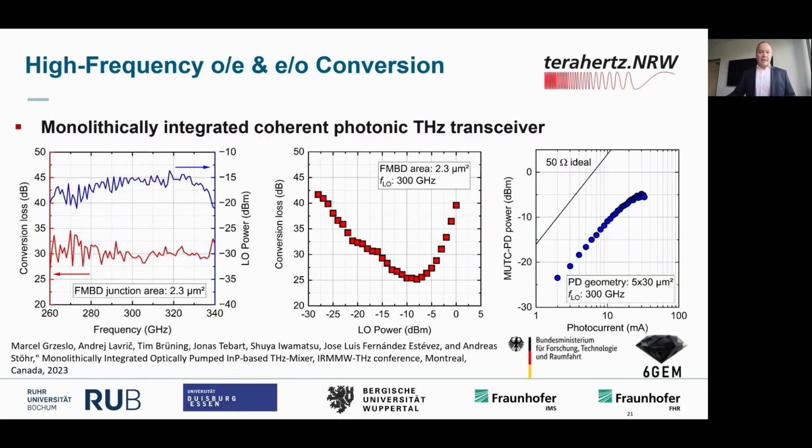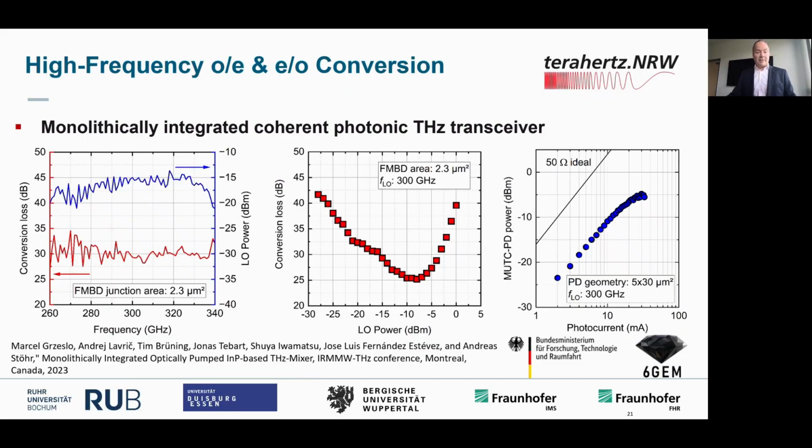And that's what you can maybe see on this slide. This shows you the performance of this new type of optically pumped mixer. On the left-hand side is the most important figure here. You see the conversion loss in red, and the frequency on the x-axis. The conversion loss is almost constant for a frequency range from 260 to 340 gigahertz. So now we are not talking anymore about 10 gigahertz of bandwidth.